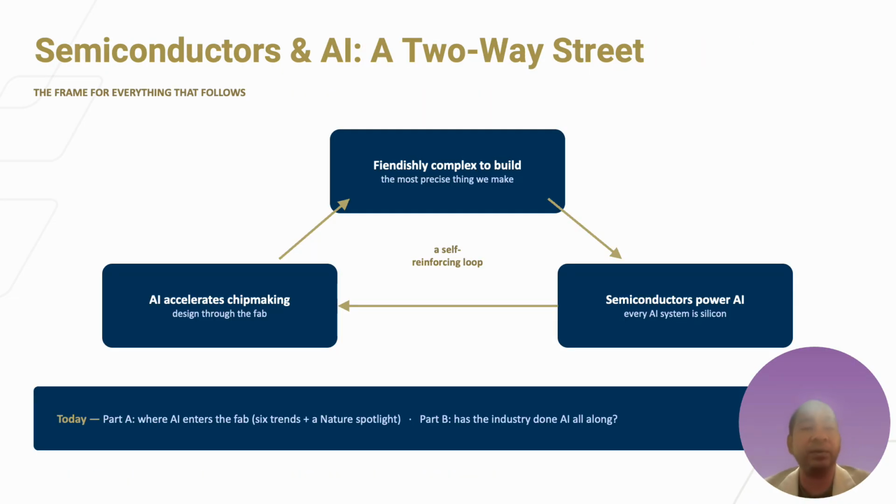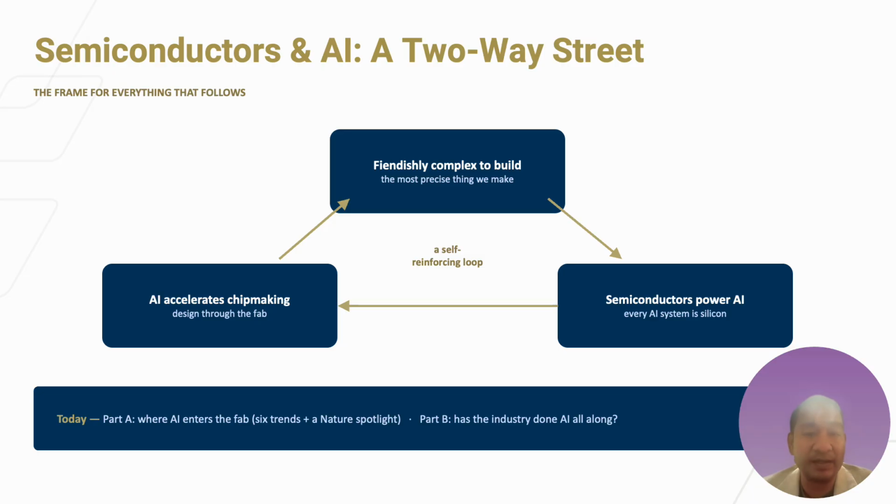Here is the frame for the whole course, and it is a loop. Semiconductors are the hardest and the most precise thing we make. Because they are so powerful, they are what every AI system runs on. Chips power AI, and now that same AI is being turned around and used to help design and build the next generation of chips. So the two feed each other. Better chips make better AI, and better AI helps make better chips.